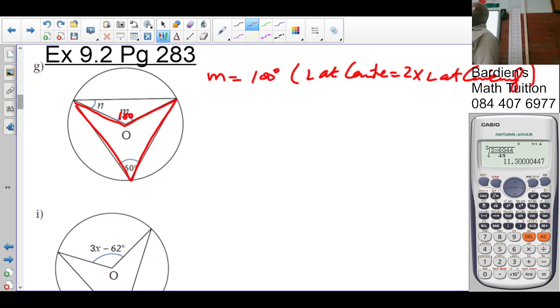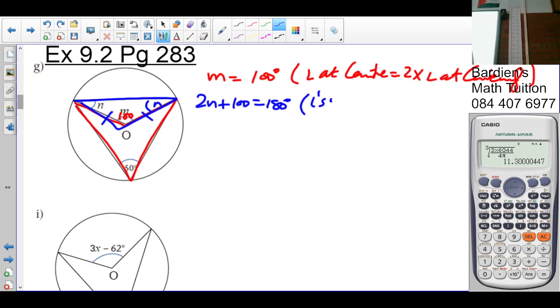How are you going to calculate N? Firstly, we know that and that is your radii, not so? So this angle here will be equal to N. So we're using the fact that it's angles opposite equal sides, radii. Okay? Then what we're going to do? Sum of angles of a triangle. So we say 2n plus 100 equals 180. What's the first thing we said? We use angles opposite equal sides. And that is your radius.